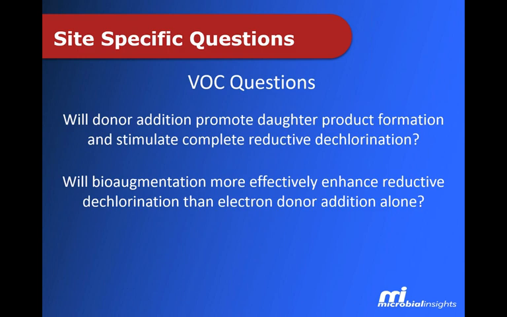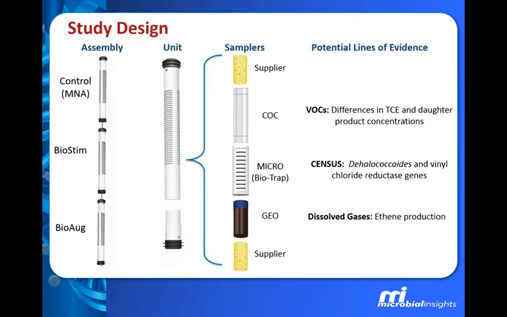With respect to the chemistry, we want to know, will this donor addition promote daughter product formation? In other words, can we go past cis-DCE and stimulate further reductive dechlorination? We also want to know then, of course, if bioaugmentation is going to be more effective in enhancing reductive dechlorination than the electron donor addition alone.